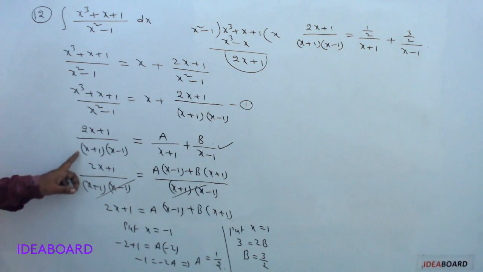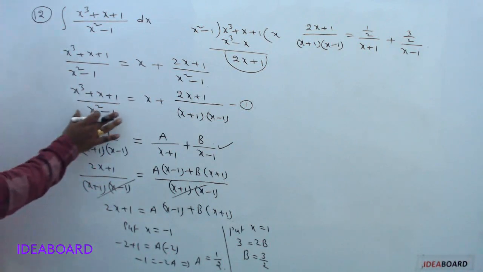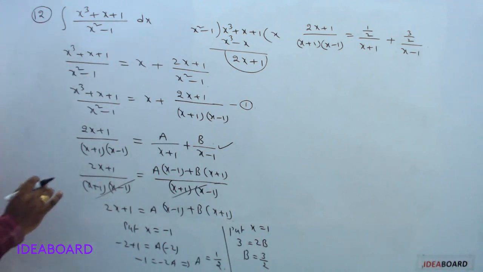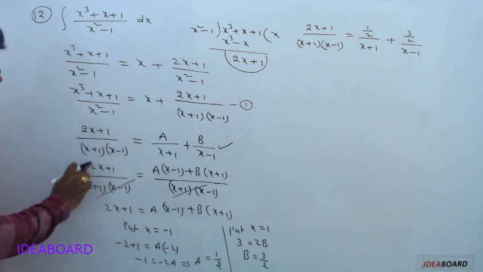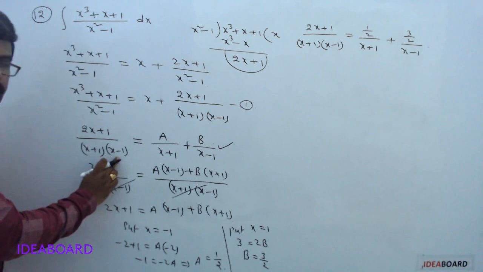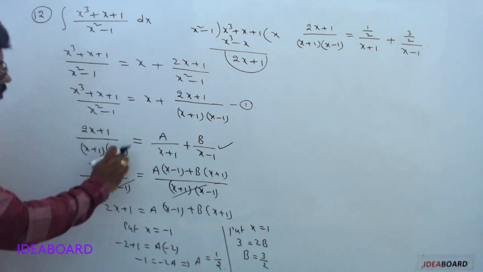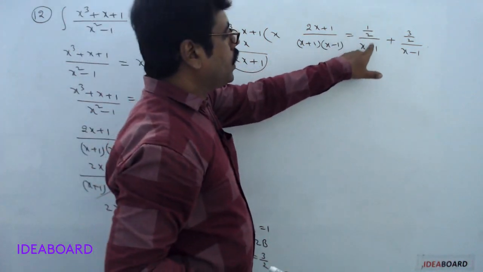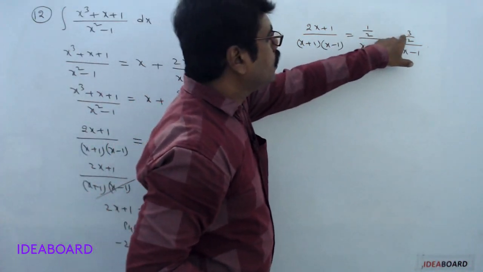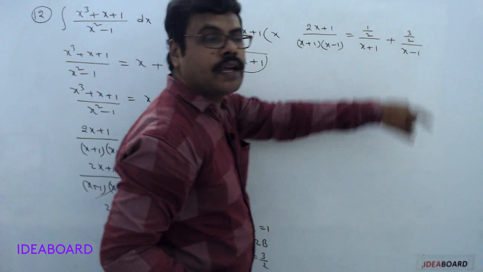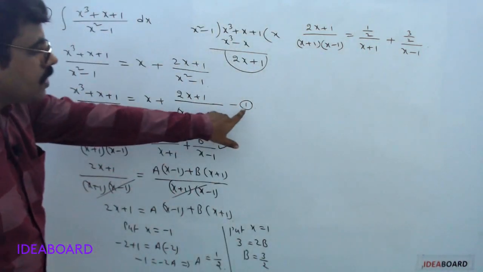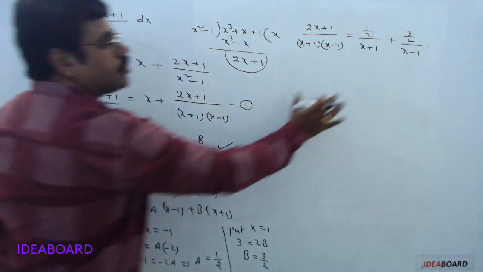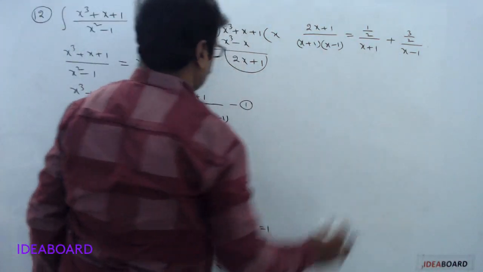But this is not your given problem. So this is our improper fraction. So wherever 2x plus 1 divided by x plus 1 into x minus 1 will be there, in that place you can substitute the value 1 by 2 divided by x plus 1 plus 3 by 2 divided by x minus 1. So in this equation 1, in place of this fraction, you can substitute this value.